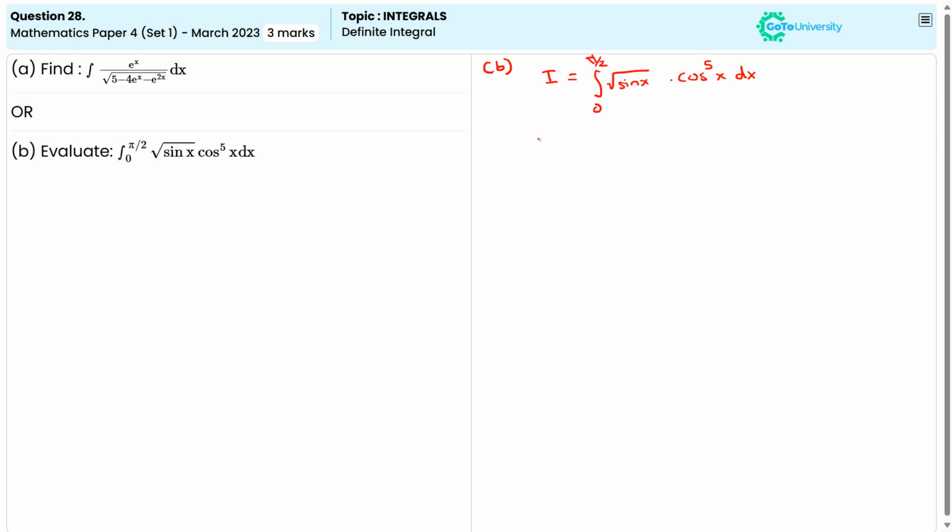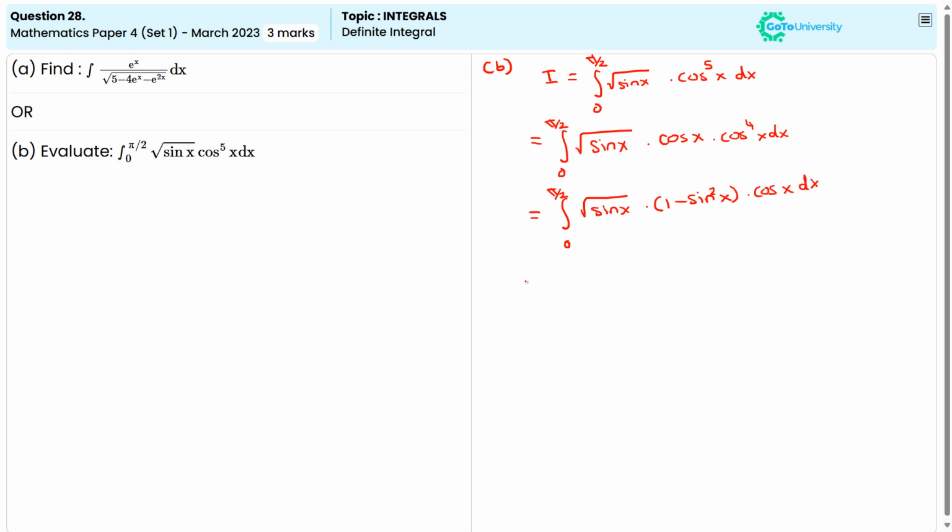Now we are going to write the integration with limits from 0 to pi by 2 of the square root of sin x into cos x into cos^4 x dx. We are just splitting this. Now we know that cos square x equals 1 minus sin square x. So we can write the integration with limits from 0 to pi by 2 of the square root of sin x into (1 minus sin square x) the whole square into cos x dx.